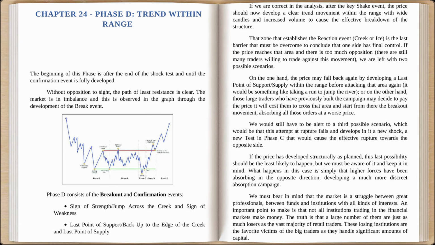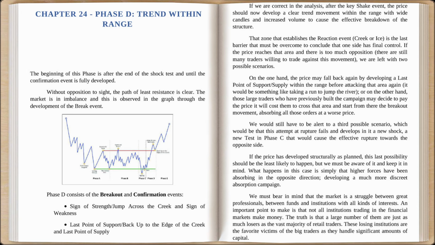Chapter 24. Phase D, trend within range. The beginning of this phase is after the end of the shake test and until the confirmation event is fully developed. Without opposition in sight, the path of least resistance is clear. The market is in imbalance, and this is observed in the graph through the development of the break event. Phase D consists of the breakout and confirmation events: sign of strength, jump across the creek, and sign of weakness, last point of support, back up to the edge of the creek, and last point of supply.